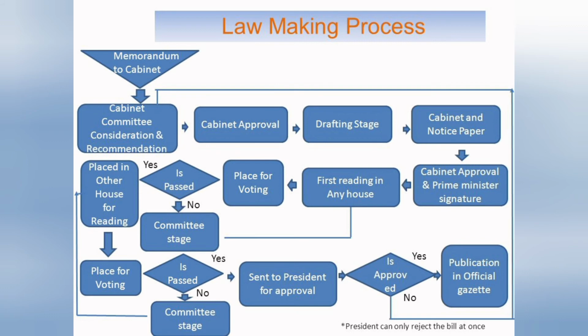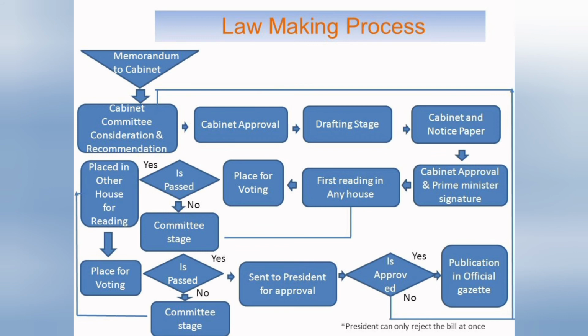Now the next stage is the bill goes to the upper house. In the upper house, the bill passes through all the stages as I discussed above, the same procedure. After passing through all the stages, it is sent to the President. As we know, no bill can be passed without his consent. So it is passed to the President of India for his final approval.